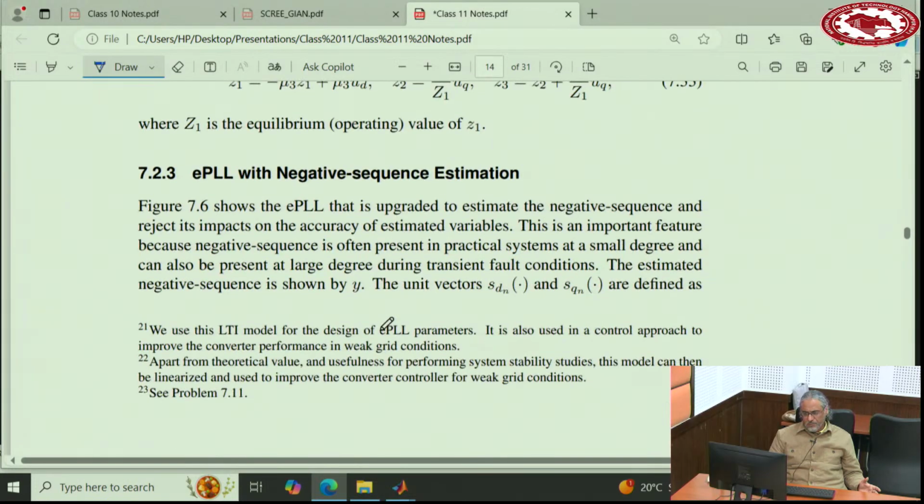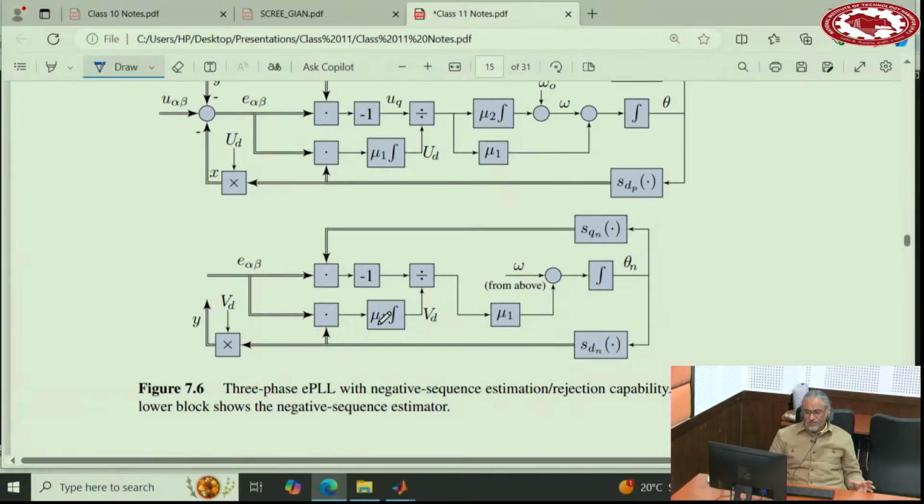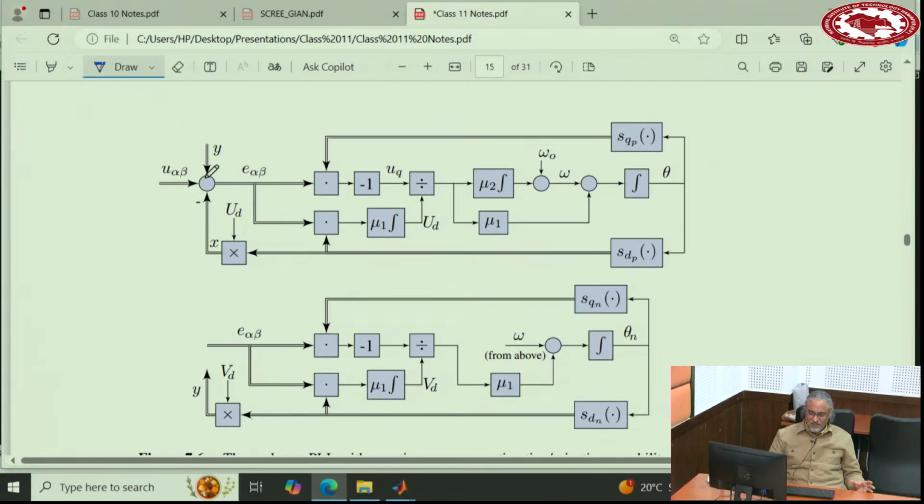This theorem we don't need. Now let's move to the case that we have a negative sequence. If we have a negative sequence, now you see the benefit of having this summation here. I will add another component here. That component comes from this block.